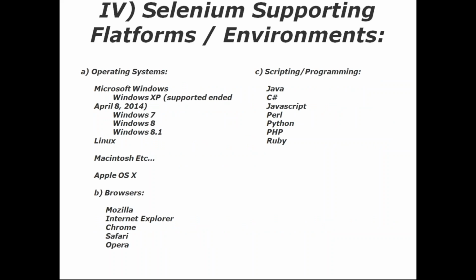Coming to Selenium, Selenium is basically a platform independent tool. That means you can run Selenium on different platforms, like Windows, Linux, Unix, and Macintosh. Coming to the browsers, we can run on Mozilla, Internet Explorer, Chrome, Safari, Opera, etc. As seen earlier, we can operate with any of the scripting languages like Java, C#, Python, Ruby, Perl, etc.